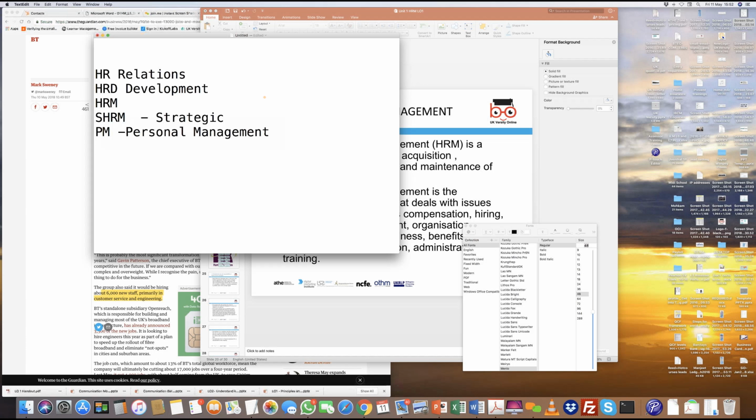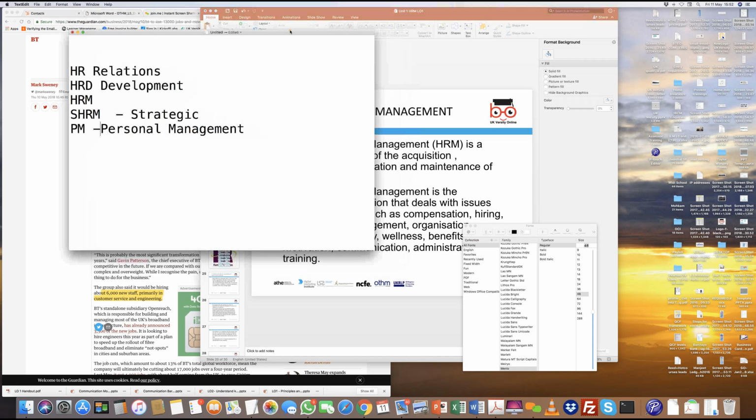Now let's understand two key terms that we want to look at. First, we look at the differences between HRM versus HRD, so human resources management and human resources development. Within HRM, one of the key areas the HR manager has to look at would be training and development.